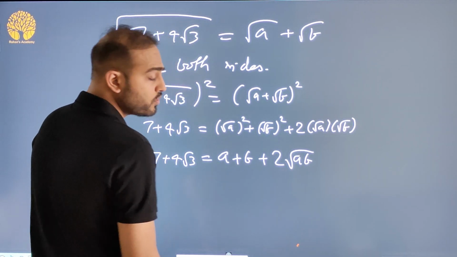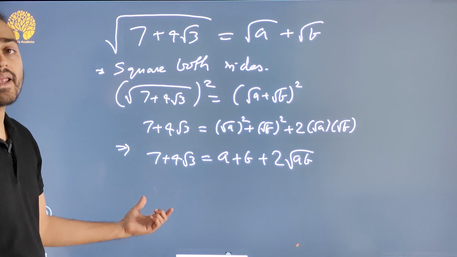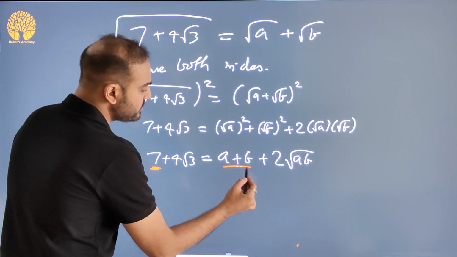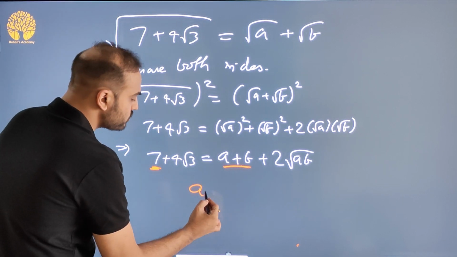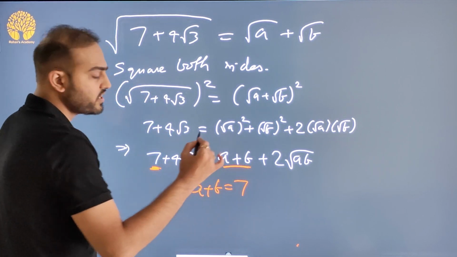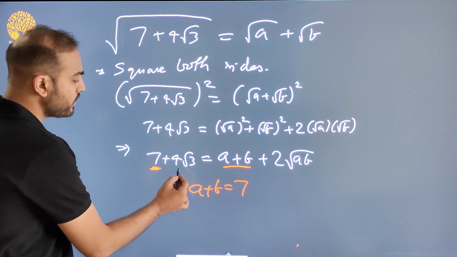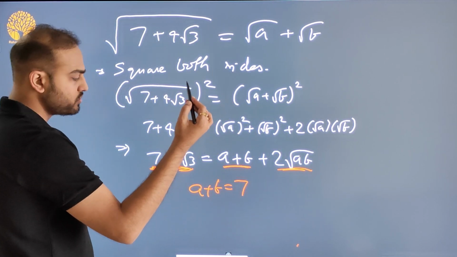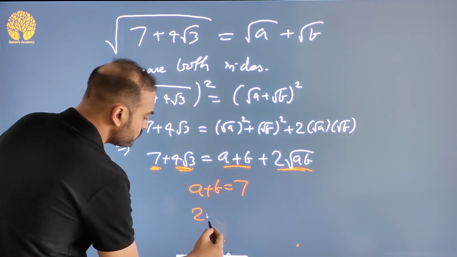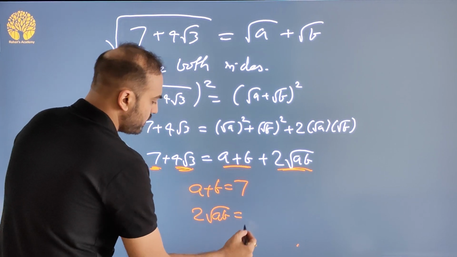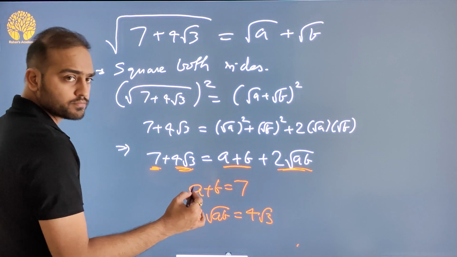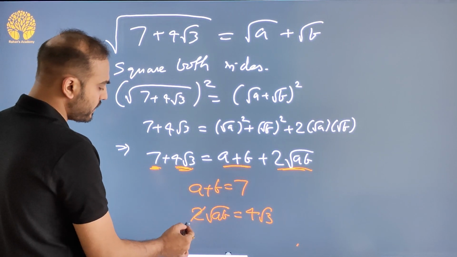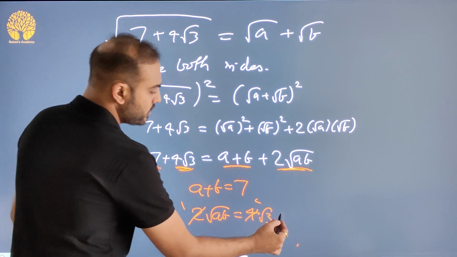Okay, now what do we do? Just equate the like terms. See, this is an integer. Here, this has to be an integer. So, a plus b is equal to 7. Similarly, this is a surd or a root. This is also a surd or root. So they need to be equal. So, 2 root ab is equal to 4 root 3. Let me square. I don't want root on both sides. I can cancel this 2 and 2 first. Let me square.